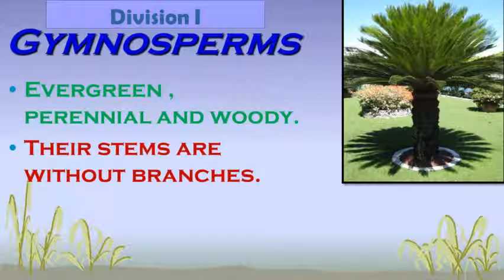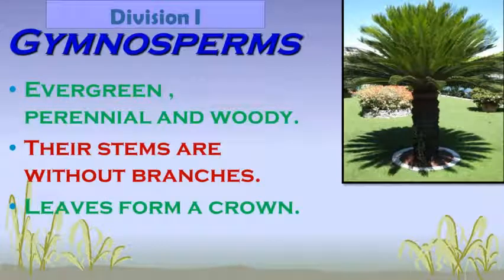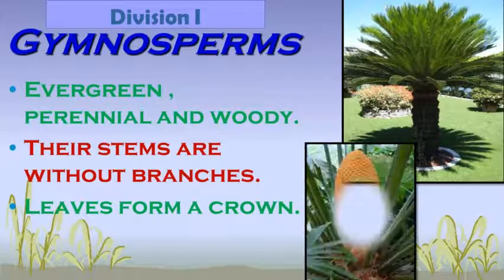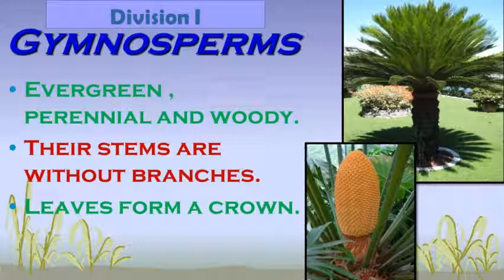and their stems are without branches. You can observe only the main middle stem is there, no branches, and leaves form a crown, a very beautiful crown. In the second picture you can observe the golden colored crown which is formed by leaves. So this is a cycas, which is an example of gymnosperm.